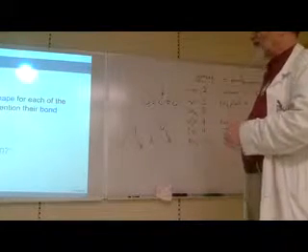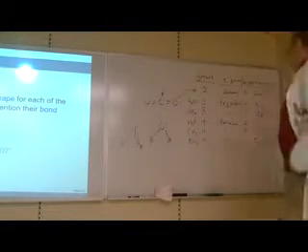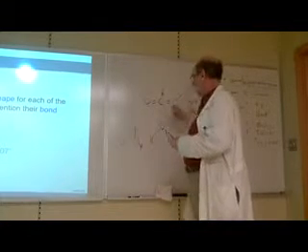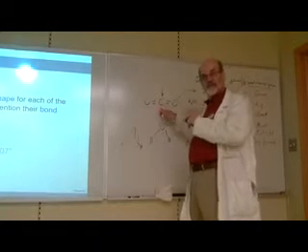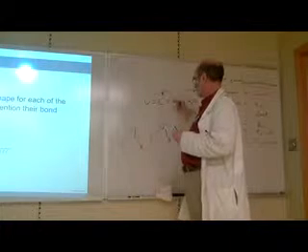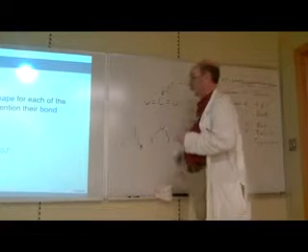Okay, so what are the bond angles? Well, on a linear, it's obvious. The bond angle puts the atom of interest at the center, and then the angle is formed like that. So a linear is 180 degrees.